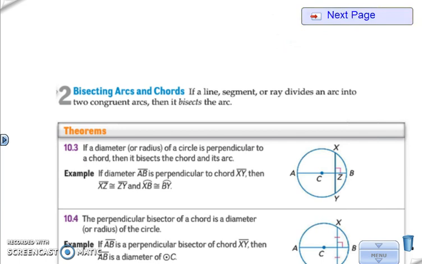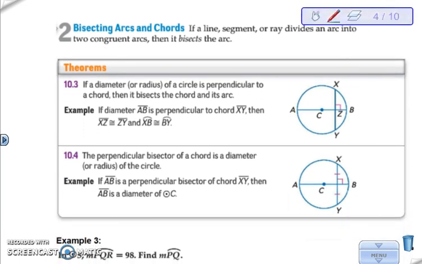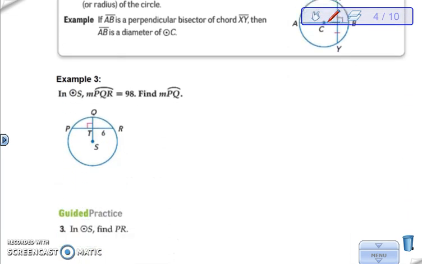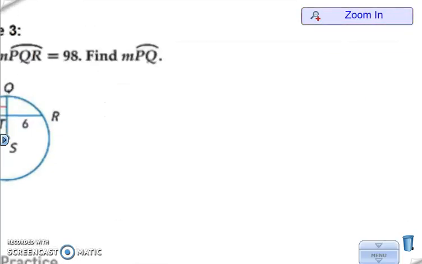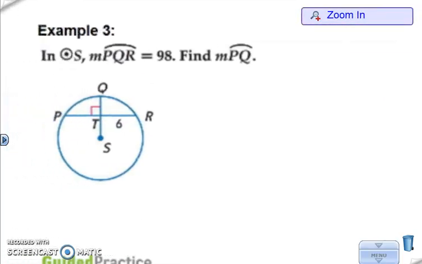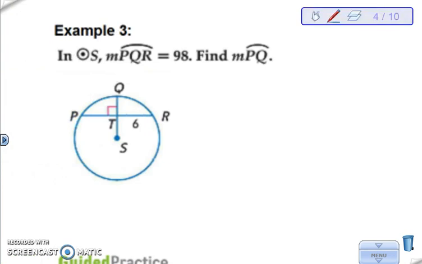Alright, so the next thing to look at is that if we are given a chord that makes a right angle with either the diameter or the radius, then the chord is bisected. And of course, if the chord is bisected, that means the arc is bisected as well. So when we're looking at our examples, we know that both halves of the arc are the same and both halves of the chord are the same.